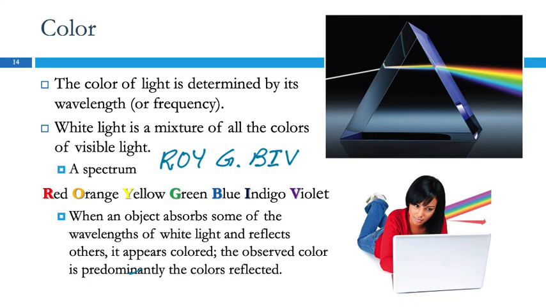So, our perception of color is kind of interesting. When we see something as being red, like the shirt that this woman's wearing, that's because as the white light hits her sweater or shirt, it's absorbing some of the colors and reflecting other colors. A red shirt is reflecting red light and absorbing other colors. And so we see the reflected red light. Right? So the observed color is mostly what's being reflected as opposed to what's being absorbed.